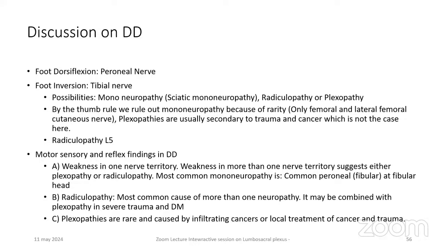So if you look at the motor, sensory, and reflex findings in the differential diagnosis, weakness in one nerve territory is not there. Weakness in more than one nerve territory suggests either plexopathy or radiculopathy, because there is no history of any trauma. So it is not. The most common cause of more than one neuropathy is radiculopathy. It may be combined with plexopathy in severe trauma and diabetes, as you see in diabetic amyotrophy. As I said, plexopathies are rare.